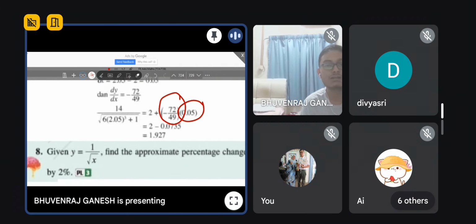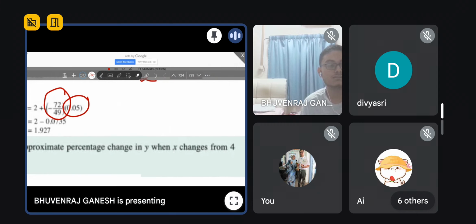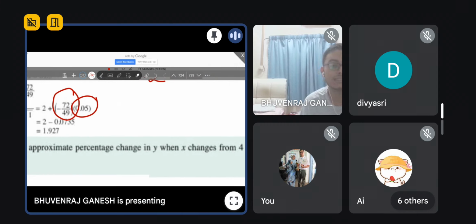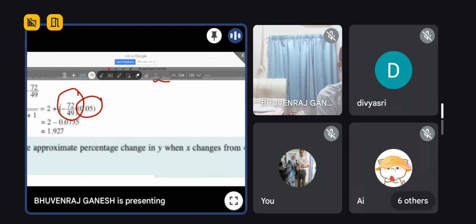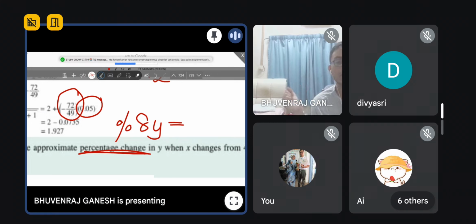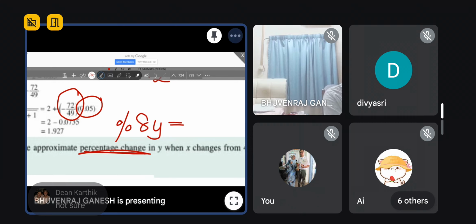Okay, so next one, number 8. They ask you the approximate percentage change in y. This one is a bit of a level up, because they ask for the percentage. Not just the approximate change in y, but the percentage of that approximate change in y. So guys, what is the formula for this? Can anyone tell me how to get the percentage change in y? Sorry, this one should not be delta y. It should just be percentage change in y.